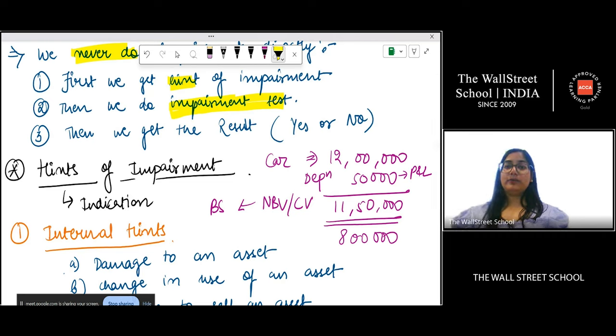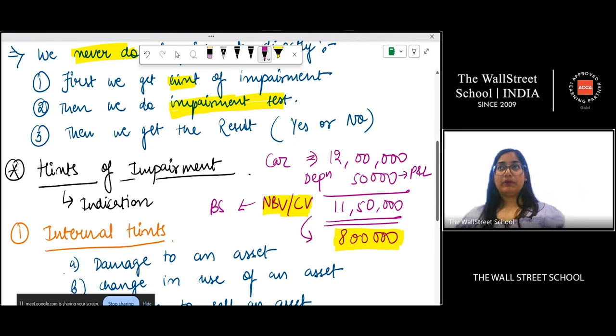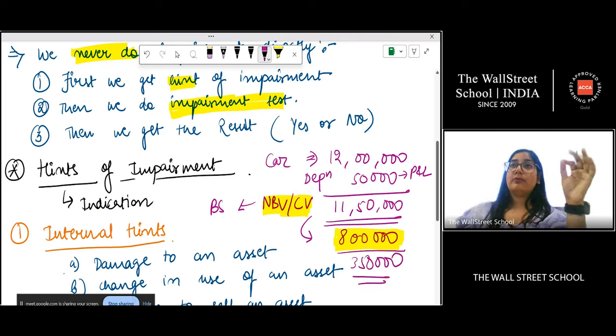In the books of accounts, what is the value that I have recorded? 11,50,000. But now the value of my car is just 8 lakhs. So now the value has fallen down, right? Due to a particular event and not because we are following the revaluation model. There was a particular indicator, there was damage to the asset because of an accident. That is why the value of that asset has fallen down. By what value has the asset fallen down? 3,50,000. So whenever we are doing impairment testing, we'll get to know whether there's an actual impairment or not. Here, since the value has fallen down, that means there's an impairment. Just because of the accident, the value of the car has fallen down, right?